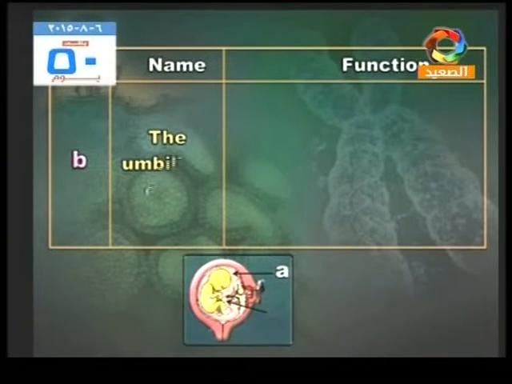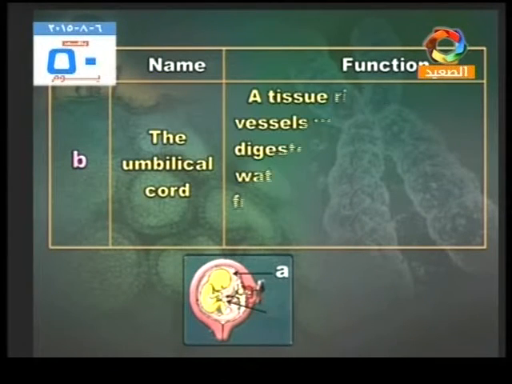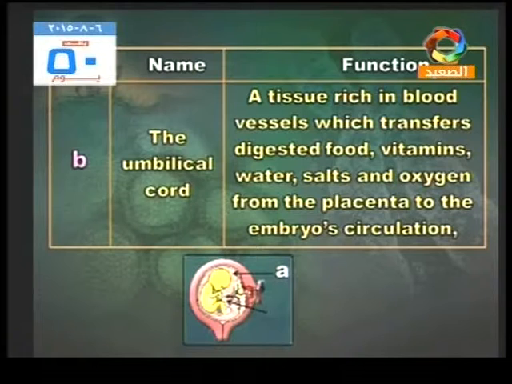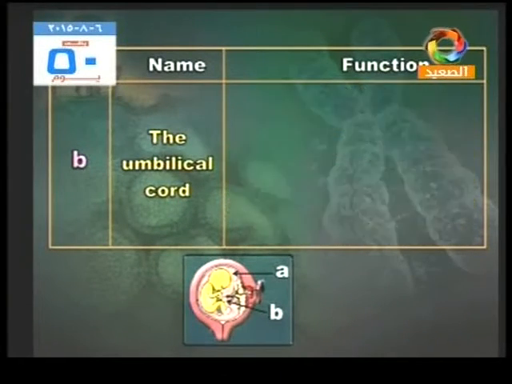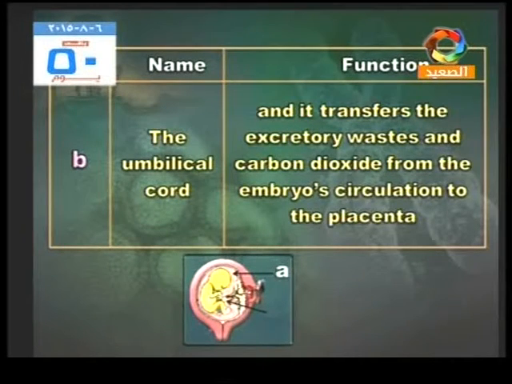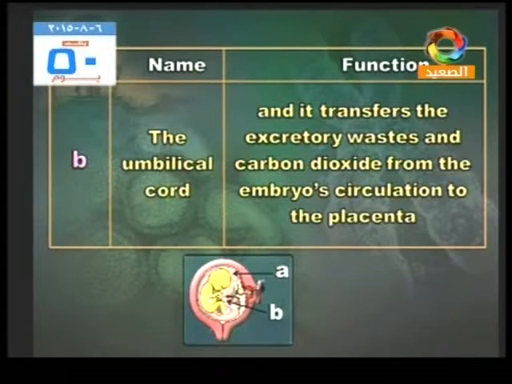Number B, the umbilical cord, a tissue rich in blood vessels which transfers digested food, vitamins, water, salts, and oxygen from the placenta to the embryo circulation. And it transfers the excretory waste and carbon dioxide from the embryo's circulation to the placenta.